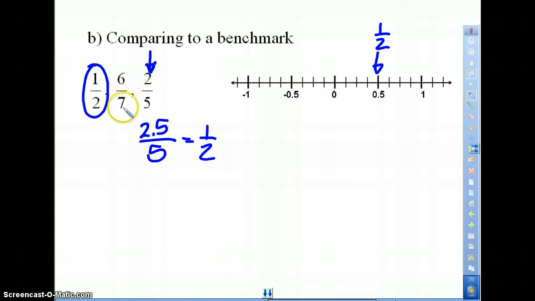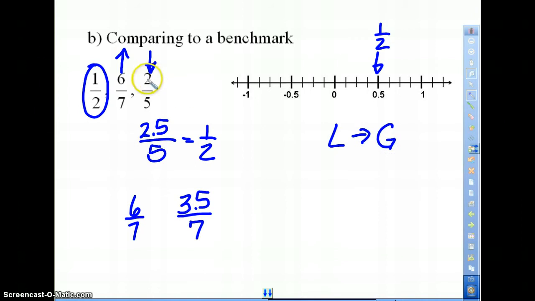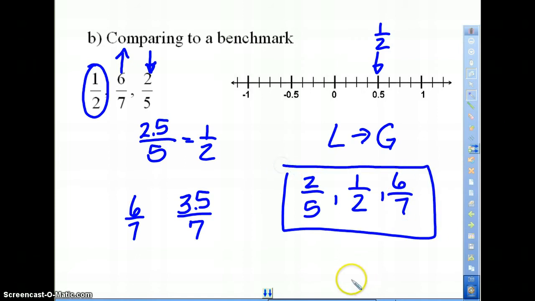And if I look at 6/7, if you divide 7 by 2, you get 3.5. So I know 6/7 is greater than 1/2. So to put those in order from least to greatest, my smallest one is 2/5. Next comes 1/2, and that in fact was our benchmark we were comparing against, and then 6/7 is the greatest. Okay? Moving on.